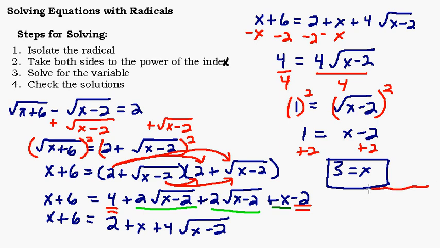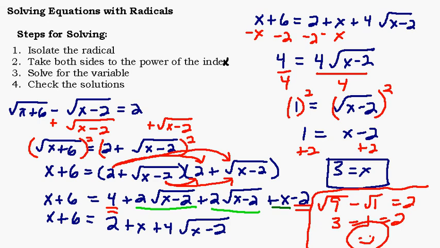Okay, let's see. So our original problem was the square root of x plus 6 minus the square root of x minus 2 equals 2, and when x is 3, that would be 3 plus 6, which is 9, minus the square root of 3 minus 2, which is 1, equals 2. The square root of 9 is 3, the square root of 1 is 1, 3 minus 1 is 2. Excellent. So that worked.